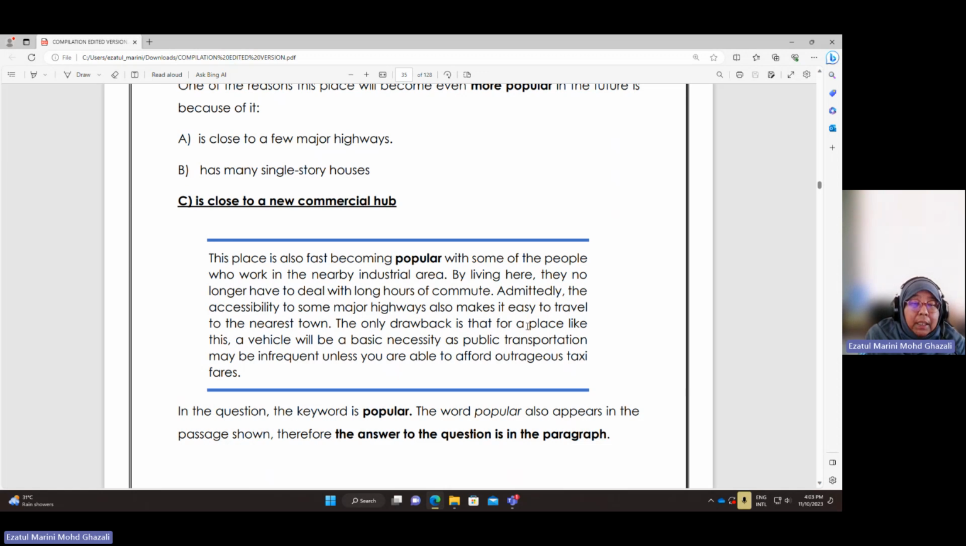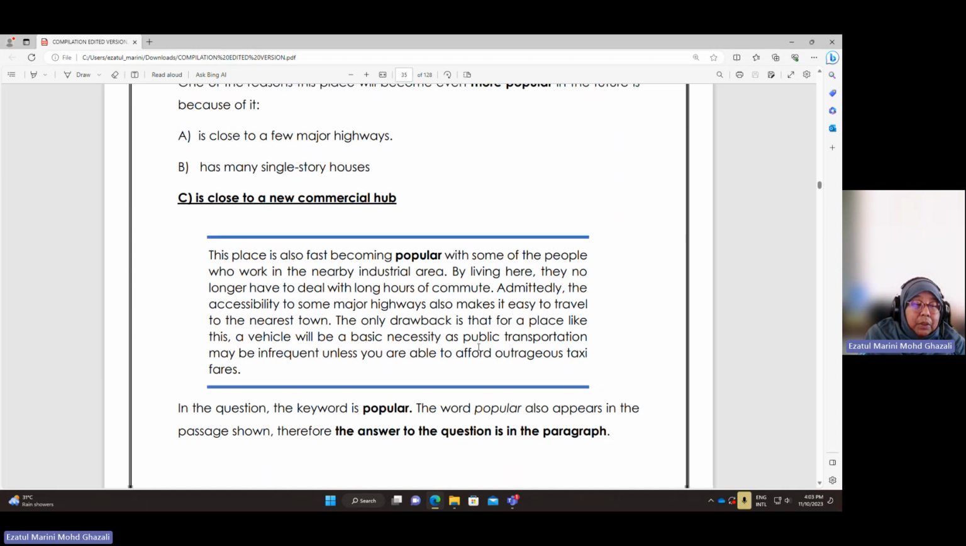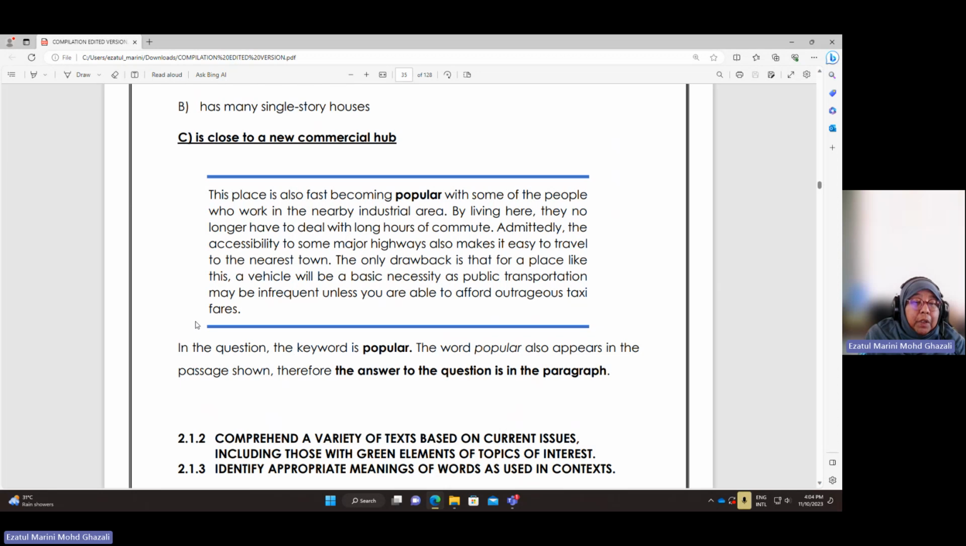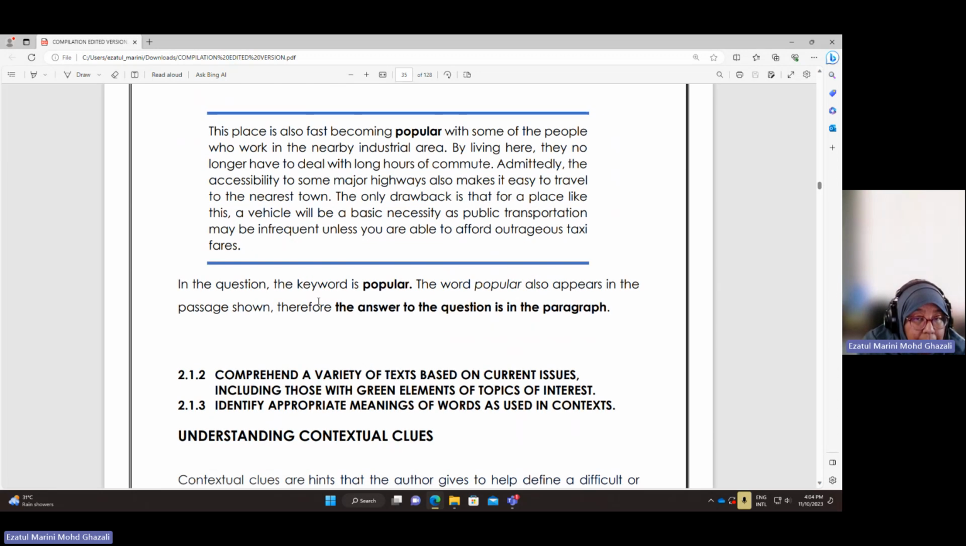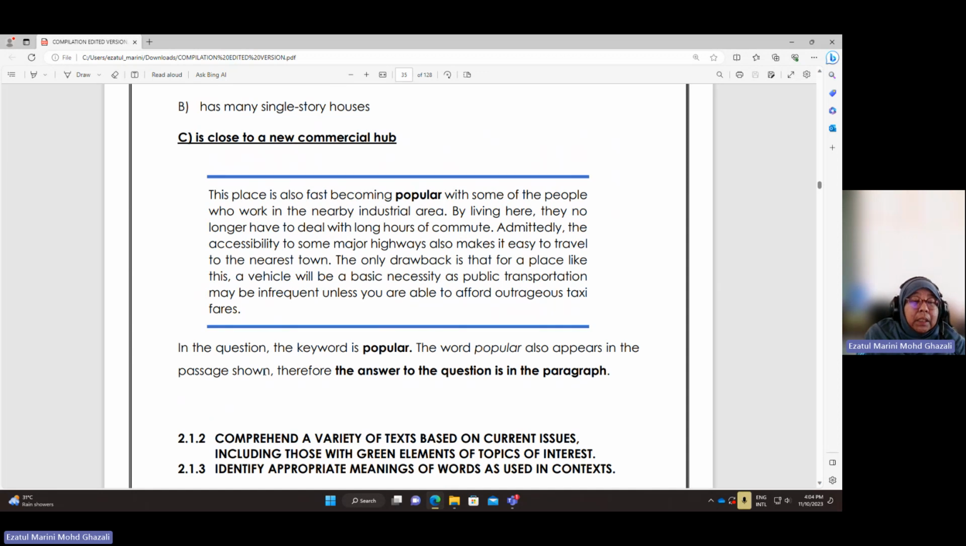The only drawback is that for a place like this, a vehicle will be a basic necessity as public transportation may be infrequent unless you are able to afford outrageous taxi fares. So in the question, the keyword is popular. The word popular also appears in the passage shown. Therefore, the answer to the question is in the paragraph.